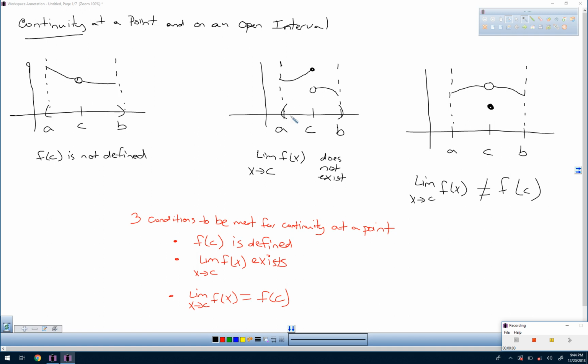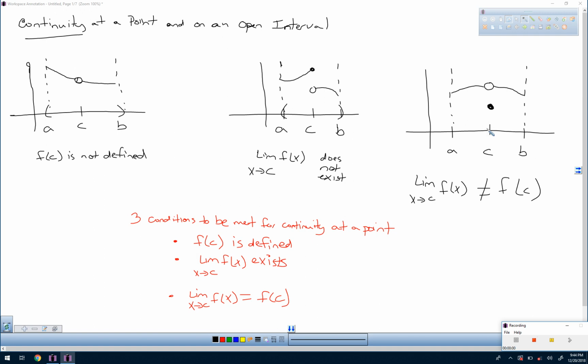The middle picture, if you notice, it's still an open interval from A to B. C is some point between the interval A to B. If you notice, this picture is not continuous either, and the reason is because it jumps from one value to another. It's called a jump discontinuity. But more specifically, we're saying that the limit of f of x as x approaches c does not exist. Remember, in order for the limit to exist at that point, it has to be approaching the same thing on either side. So this limit does not exist as x approaches c.